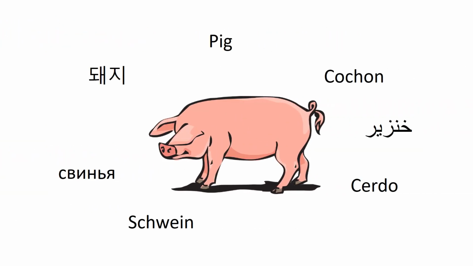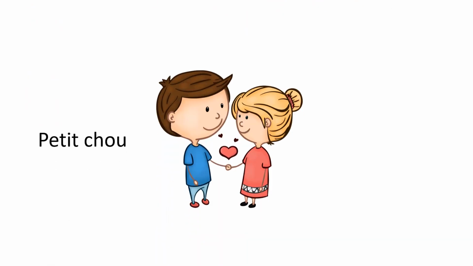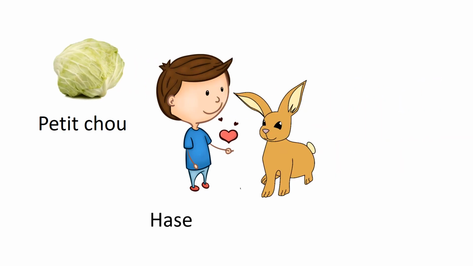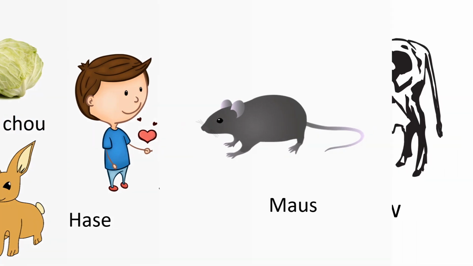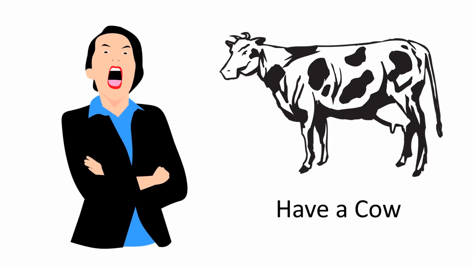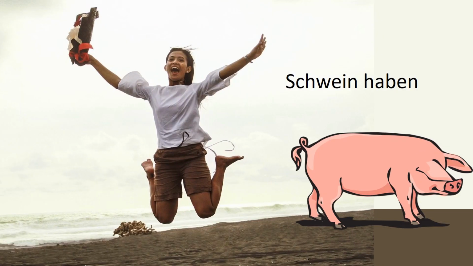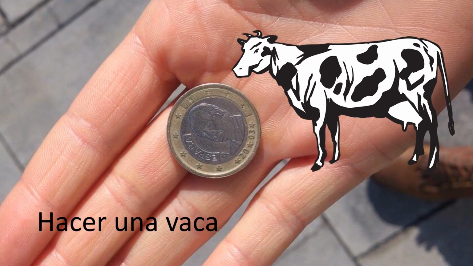Calling someone a snake may impute treachery, but in other places imputes cruelty, cunning, or wisdom. If you call someone a pig in English, you may mean he is gluttonous or dirty. By calling him a cochon in French, you might mean he's a pervert. Calling someone your little cabbage in French is a term of affection, as is calling someone your bunny, or even your mouse in German. To have a cow in English is to overreact. To have a pig in German is to have a stroke of luck. To make a cow in Colombia can mean to chip in for a purchase.